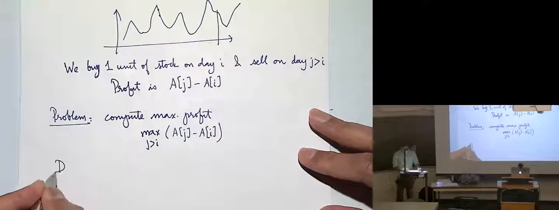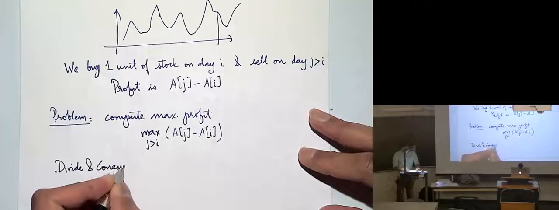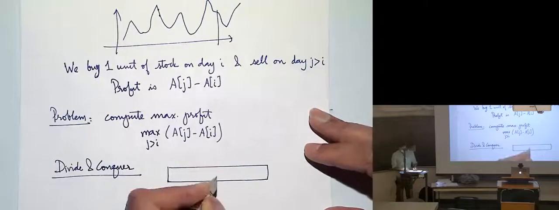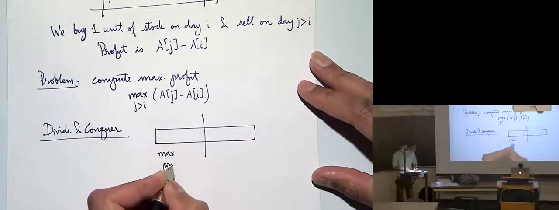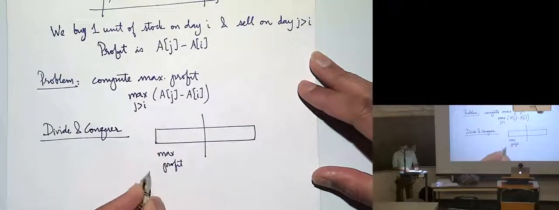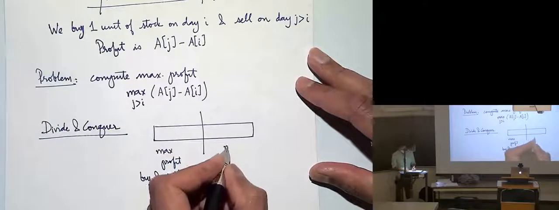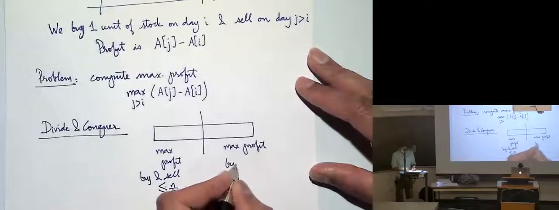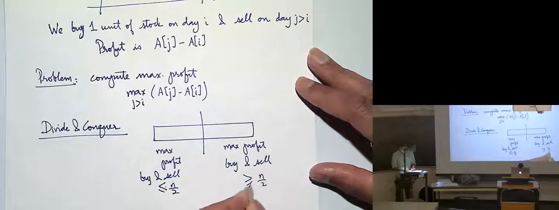So if you do divide and conquer, you say, well, okay, suppose I have the max profit here, which is buy and sell in less than n over 2. And suppose you get the max profit here, which is buy and sell both greater than n over 2.